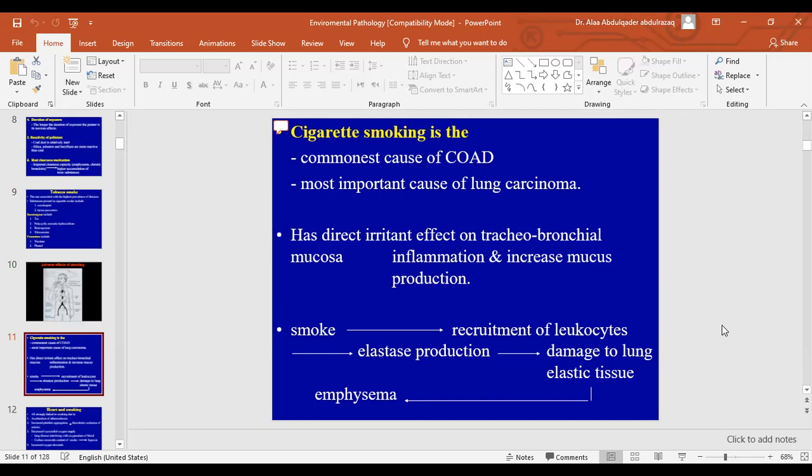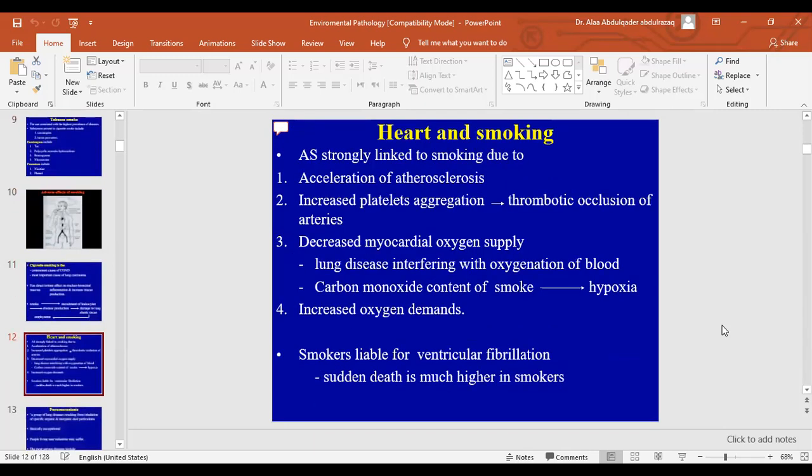Leukocytes to produce elastase, زين, leading to the damage of the lung elastic tissue وتسوي لنا الانفيزيما. Destruction of elastic tissue leading to the emphysema. Heart and smoking. تعرفون إنه الأثيروسكليروسيس strongly linked to the smoking due to the acceleration of atherosclerosis, increase platelet aggregation, يزيد الترومبوتيك incidence, decrease myocardial oxygen supply, lung disease interfering with oxygenation of blood, والcarbon monoxide content of smoke leading to the hypoxia, increase oxygen demand.